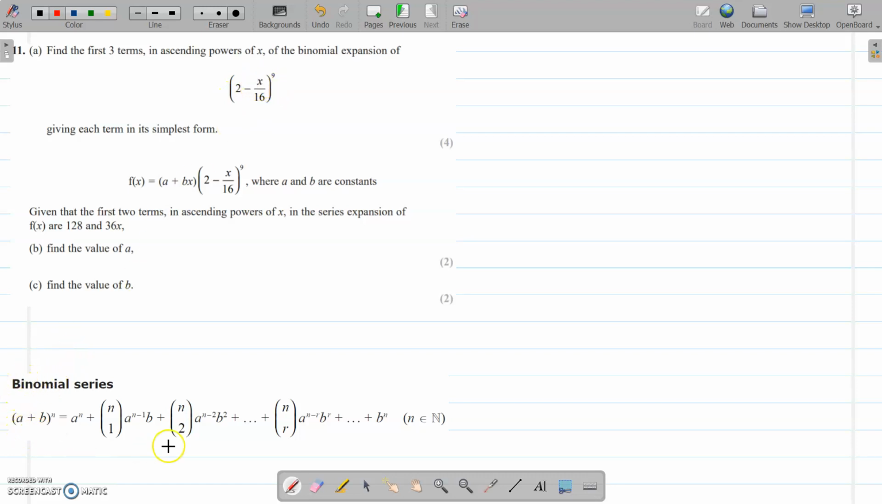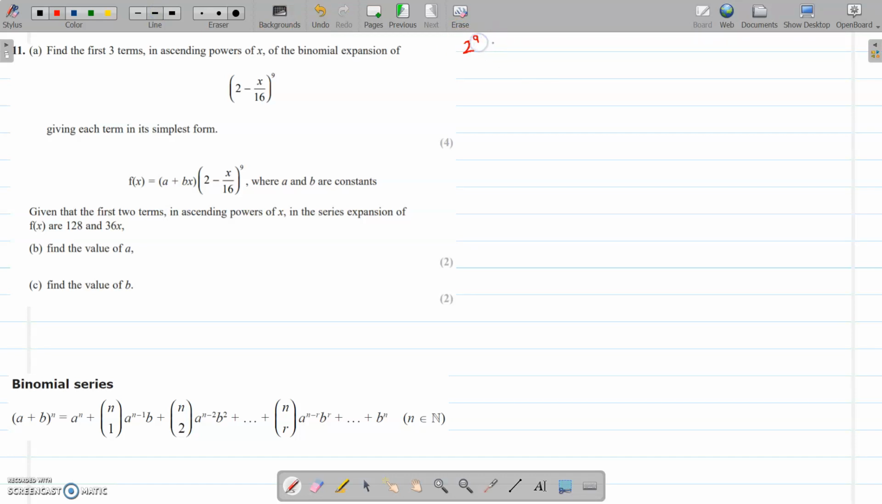We're also given in the green formula booklet the binomial expansion for (a + b) to the n. And here it is. So we're basically substituting a, b and n with 2, negative x over 16 and 9. And this is what it's going to look like. Okay, so we're going to start with a to the n, which in this case is 2 to the power 9.